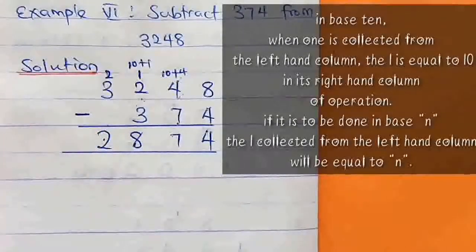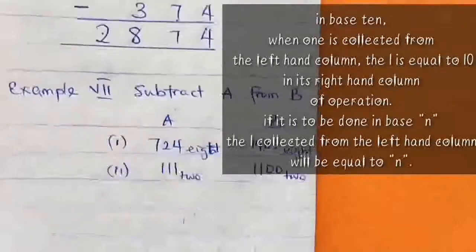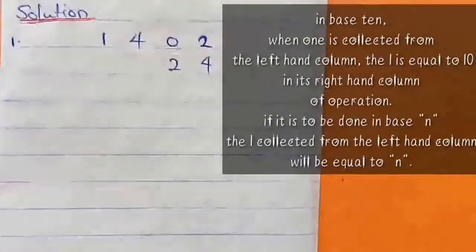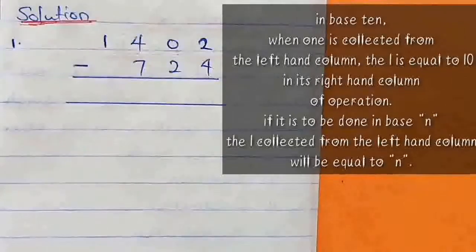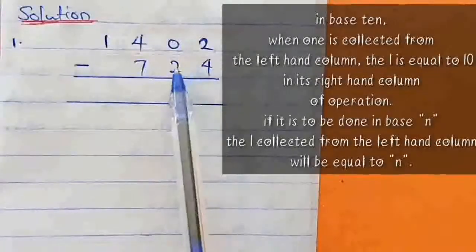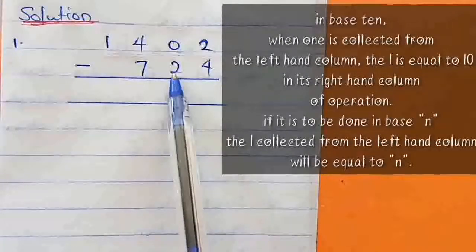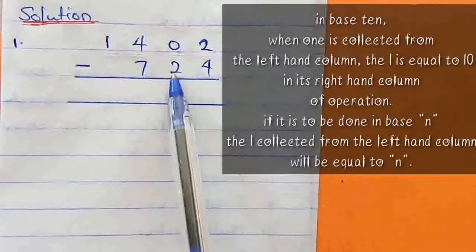Therefore, let's try something that looks like this in our other work. This work is in base 8. This means if we ever pick a value from the left hand side column as 1, that 1 is equivalent to 8. That is to say, if we pick 1 from the left hand column, that 1 is equivalent to 8, since we are dealing in base 8.